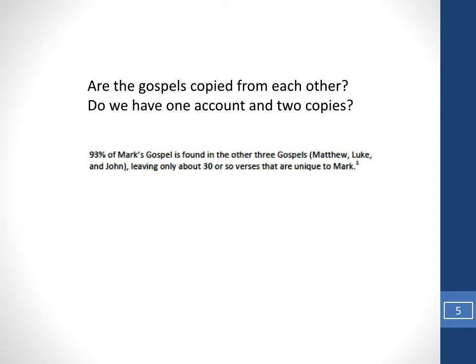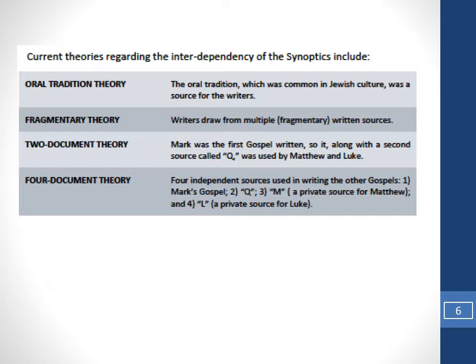Did one copy another? Did one copy and then the other two copy the first? And if so, do we have one account of an event and then multiple copies from other authors? Or do we have separate accounts? That's a question that we have before us that we want to take a look at. Well, there are theories on this. Here are the prevailing theories.